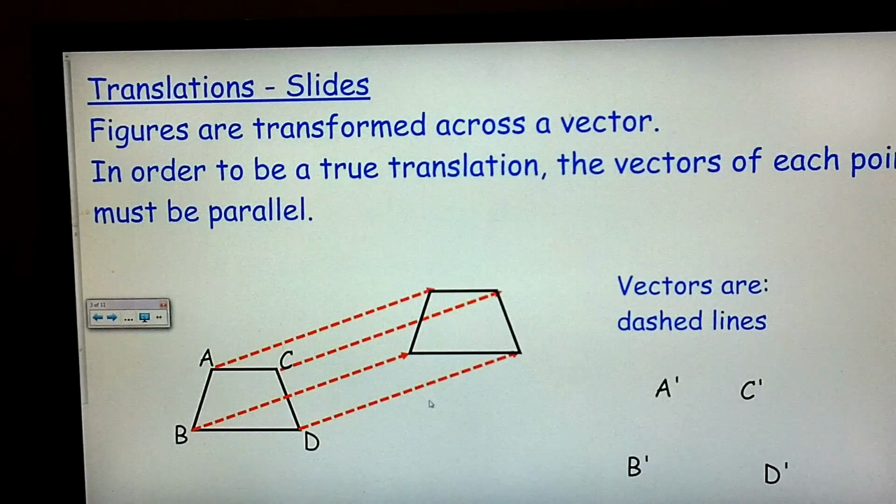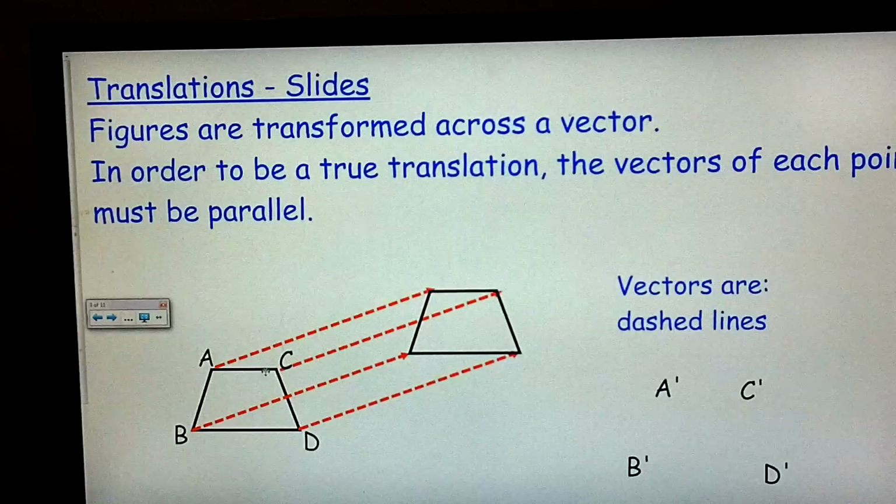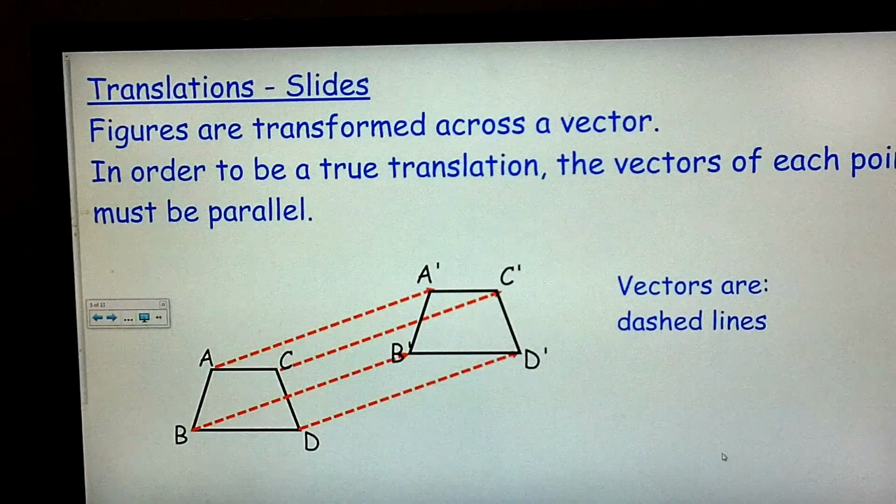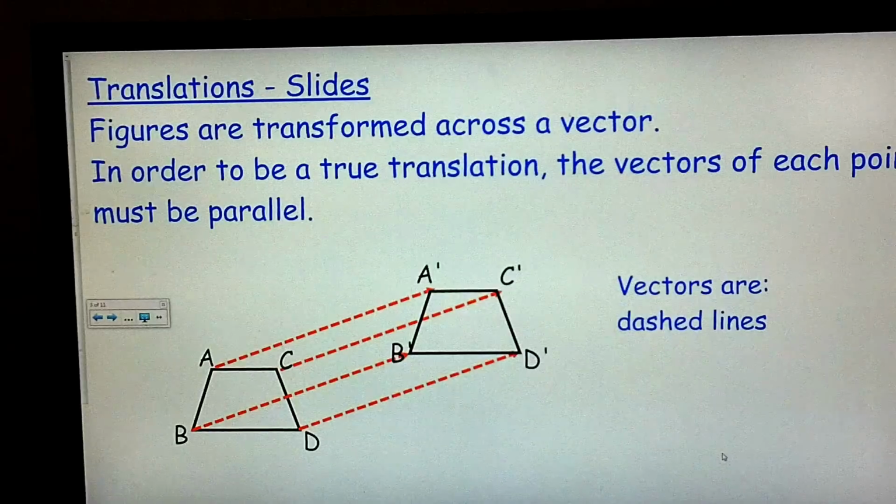The second statement is very true, and I warn you that you may see something like this coming up on your benchmark. In order for something to be a true translation, the vectors of each point must be parallel. So that means that this trapezoid must be parallel to the trapezoid that's over here. And again, I labeled it how we have it labeled, and that's what we've got for that. And again, the vectors are the dashed lines.